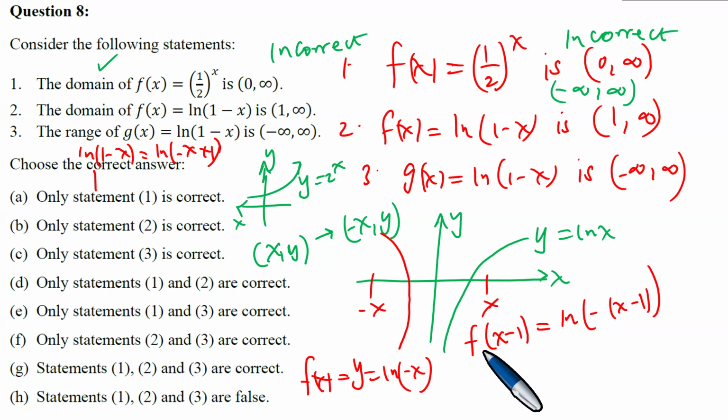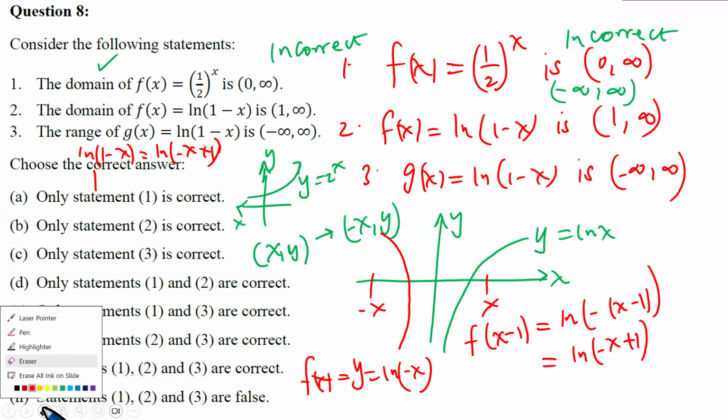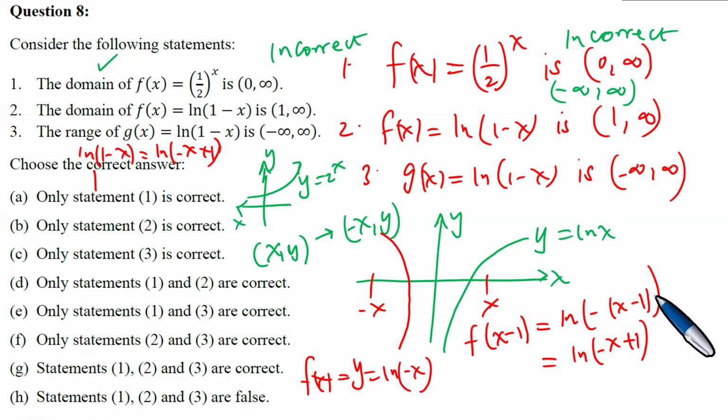Right, so if you have the ln of 1 minus x, it means you multiply by negative here, which is going to be the ln of minus x plus 1. I'm saying this because if you want to find the actual graph, you consider the upper part of this. So this performs the kind of transformation of the graph. If you look at this, it's like this.